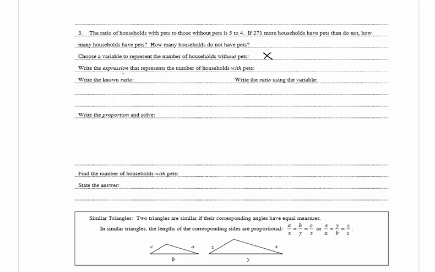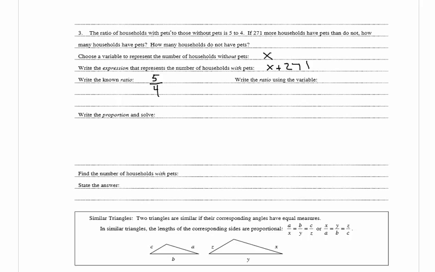And now we want to write the expression that represents the number of households with pets. And it tells us that 271 more households have pets than do not. So we can say that this can be represented by X plus 271. And now it wants us to write the known ratio. And they gave us the known ratio of 5 over 4.